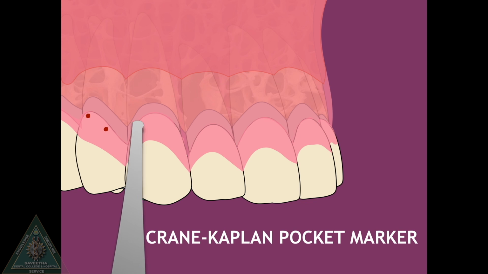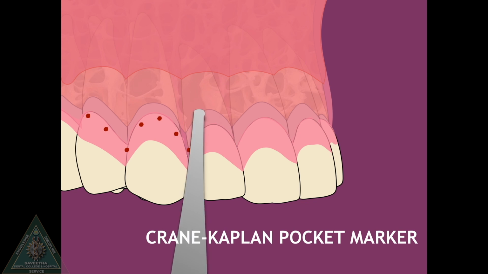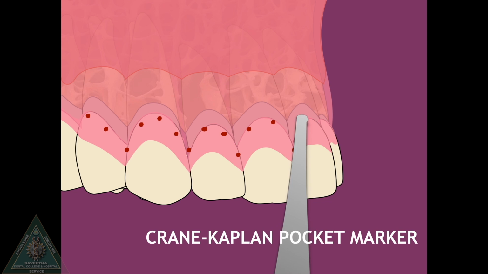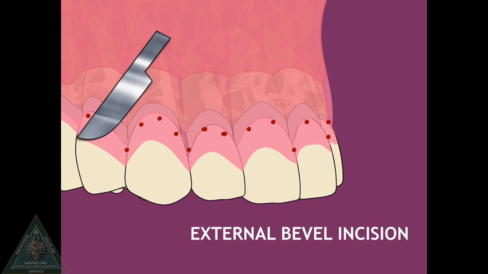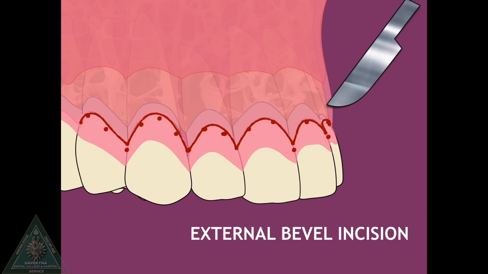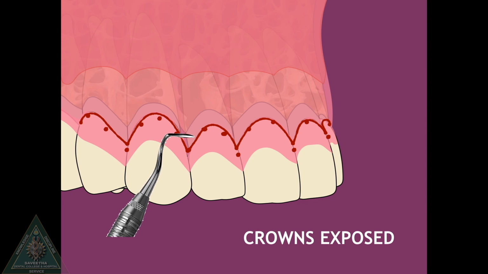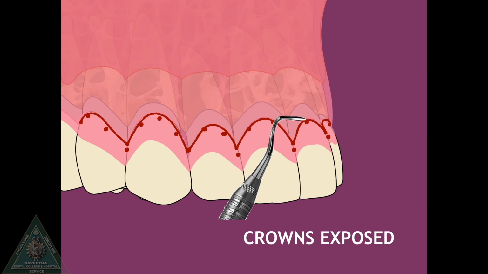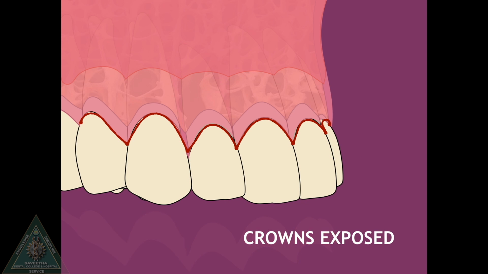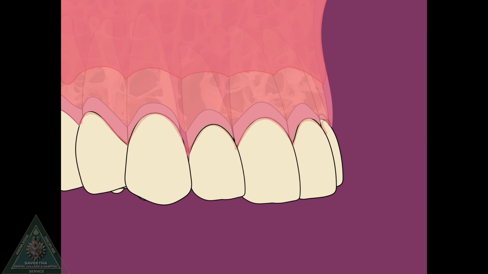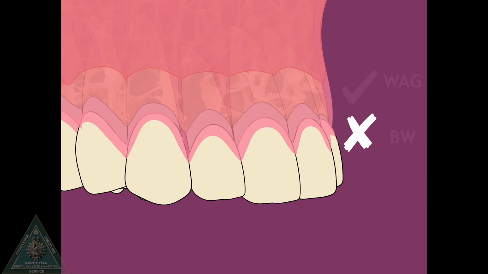The pocket depths are marked with the help of a Crane-Kaplan pocket marker, following which an external bevel incision is given apical to the bleeding points. Interdental incisions are performed with an Orban's interdental knife, and the tissue is then removed with a curette to expose the new clinical crowns. The gingivectomy procedure can also be performed using electrocautery or laser.